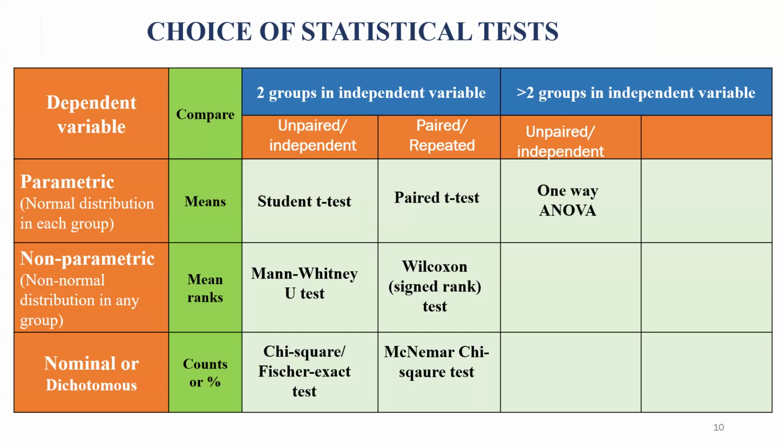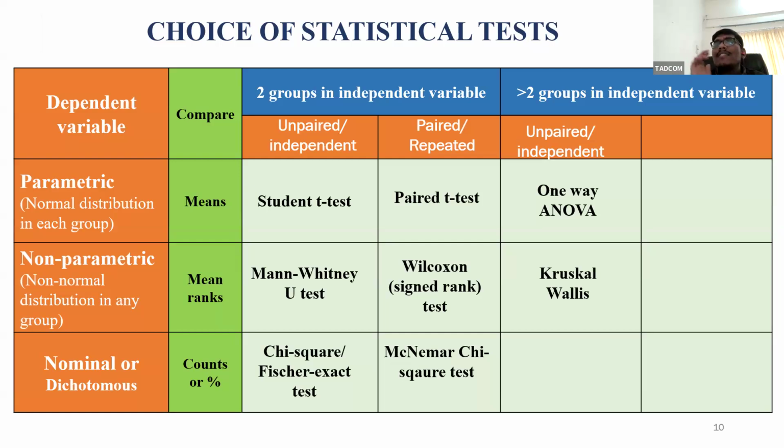It is one way ANOVA, right? What is the non-parametric counterpart of one-way ANOVA? Here only the data is not normally distributed, all others are the same. Kruskal-Wallis, exactly. Excellent. It is the Kruskal-Wallis test. The Kruskal-Wallis test is the non-parametric counterpart of one-way ANOVA.